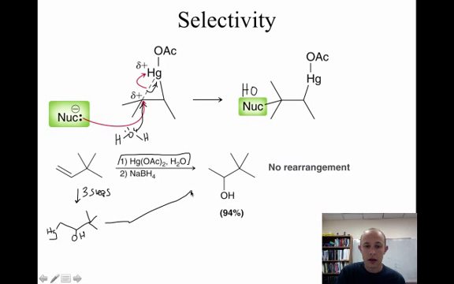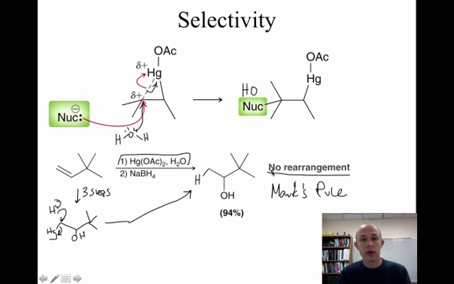And then we add sodium borohydride, which you can think about as an H- ion, which is going to kick off the mercury and replace that with a hydrogen. So notice that what we've done, we've added water across this double bond. We have an OH on the more substituted carbon. We have hydrogen on the less substituted carbon. So oxymercuration, demercuration also follows Markovnikov's rule. But even better, there's no rearrangement.